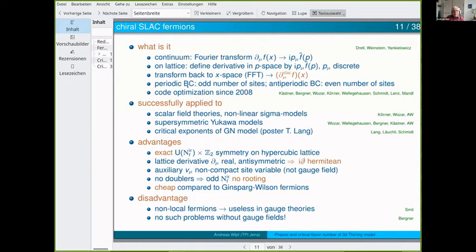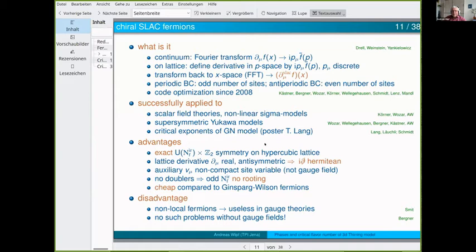And we have used these SLAC fermions for almost 12, 13 years, optimized the code, and applied this type of fermions to many systems. I should say, don't use them for gauge systems. They would fail. But for non-gauge systems, scalar field, we applied it to a supersymmetric Yukawa model, an N=2 and N=1 model in various dimensions, extracting critical exponents and phase transitions and so on. So we got high precision numbers for the critical coupling and critical exponent.